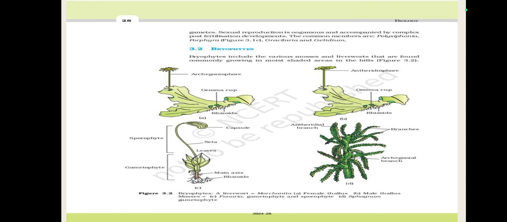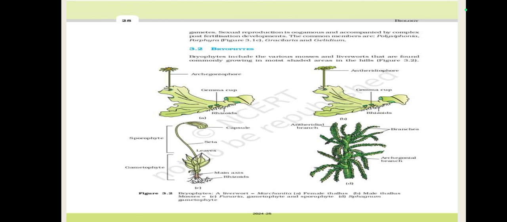Gametes: sexual reproduction is oogamous and accompanied by complex post-fertilization developments. The common members are Polysiphonia, Porphyra, which is located in figure 3.1c, Gracilaria, Gelidium. Bryophytes. Bryophytes include the various mosses and liverworts that are found commonly growing in moist shaded areas in the hills.